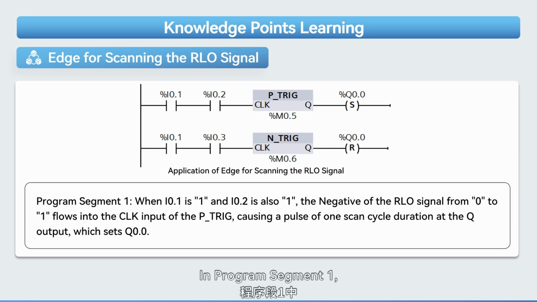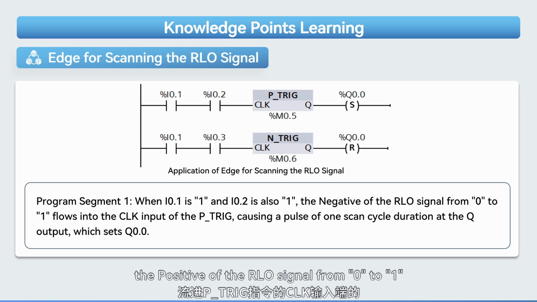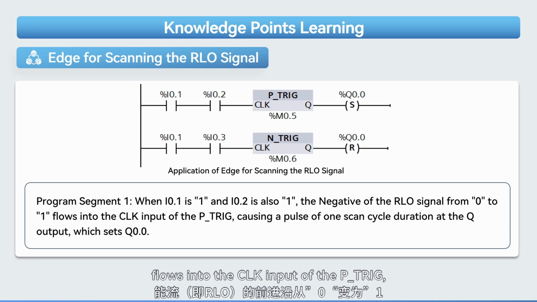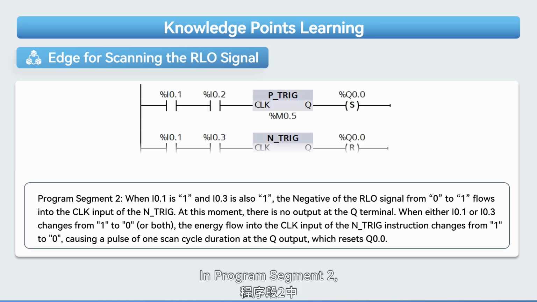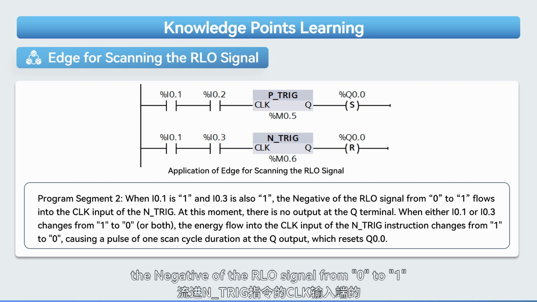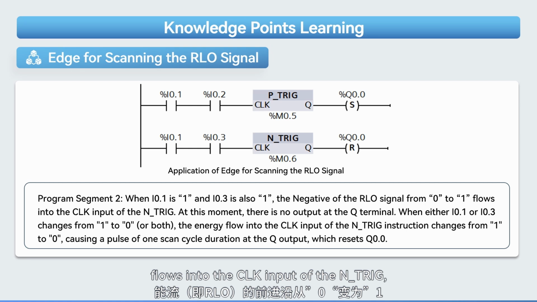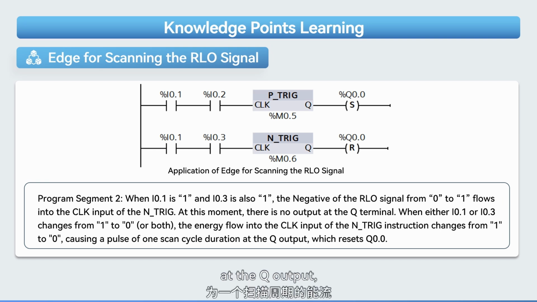In program segment 1, when I0.1 is 1 and I0.2 is also 1, the positive edge of the RLO signal from 0 to 1 flows into the CLK input of the P_TRIG, causing a pulse of 1 scan cycle duration at the Q output, which sets Q0.0. In program segment 2, when I0.1 is 1 and I0.3 is also 1, the negative edge of the RLO signal from 0 to 1 flows into the CLK input of the N_TRIG, causing a pulse of 1 scan cycle duration at the Q output, which resets Q0.0.